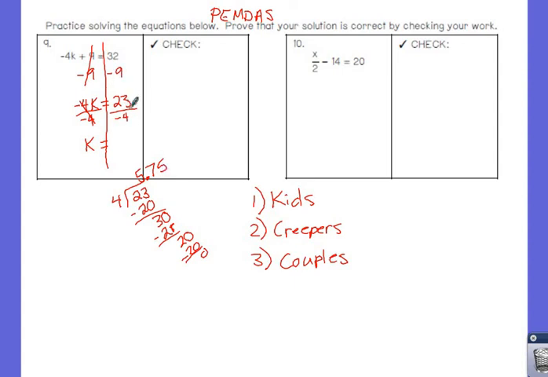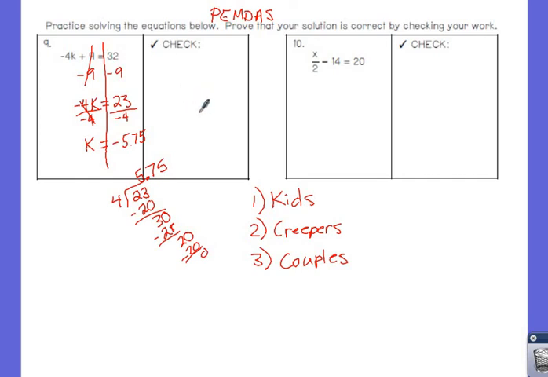I had a positive divided by a negative. That's where you're going to mess up. What should my final answer be? A negative 5.75. I could come over here and check that. I could multiply this times a negative 4 and add 9. If it gives me 32, I'm good.